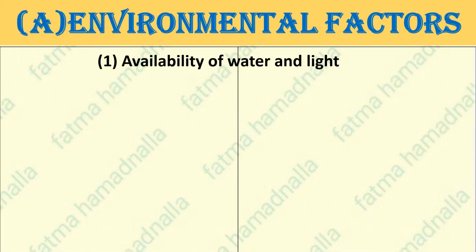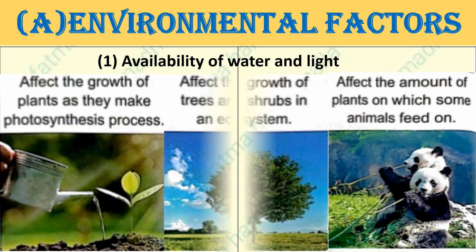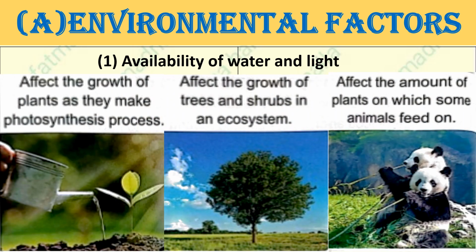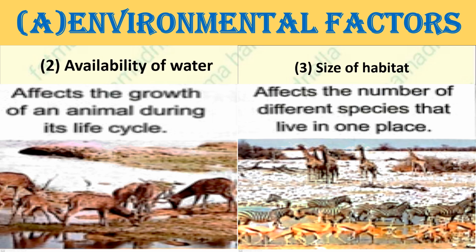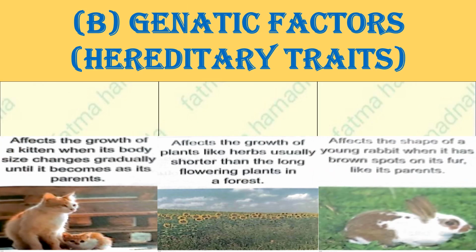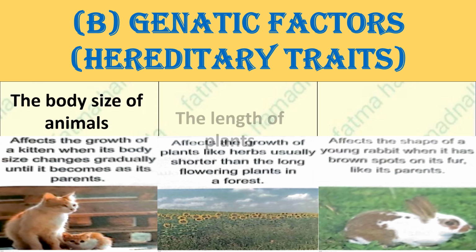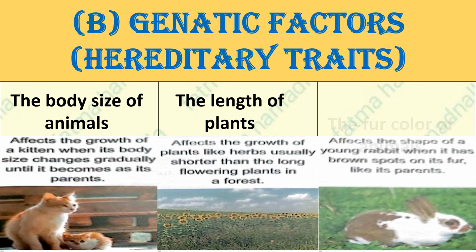Environmental factors such as 1. Availability of water and light. 2. Availability of water. 3. Size of habitat. B. Genetic factors, or hereditary traits, as the body size of animals, the length of plants, the fur color of animals.